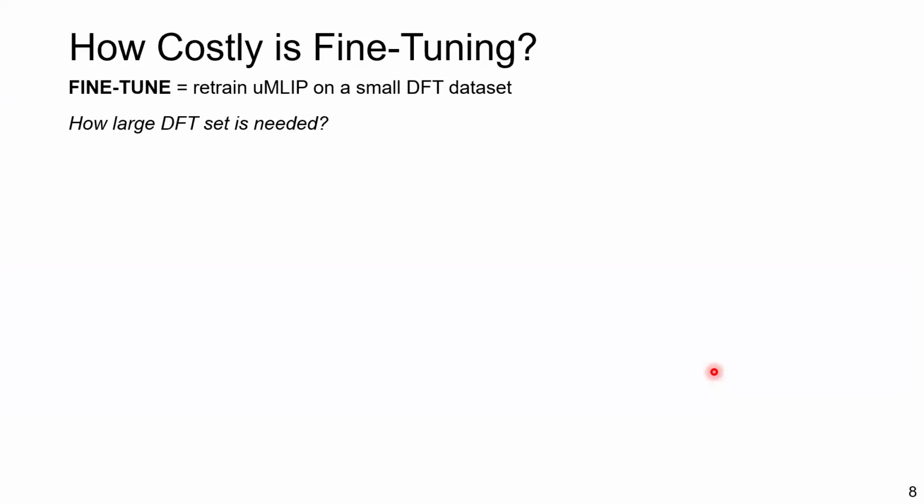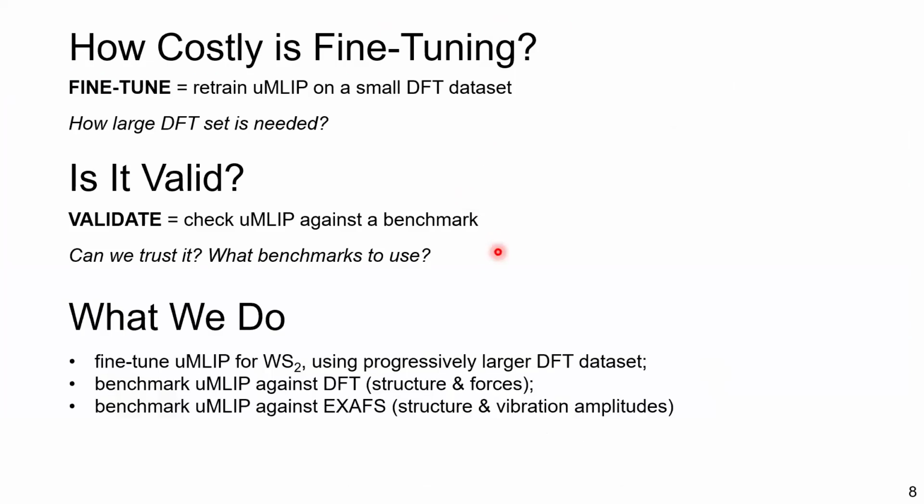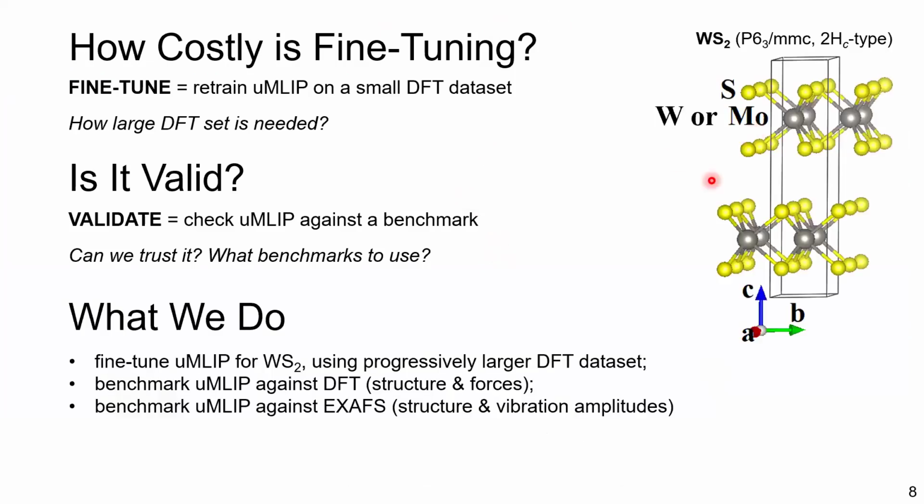So the question we ask here is how costly it is to fine-tune. So in essence, how many DFT snapshots I have to provide to this neural network so it learns and fine-tunes and is working very well. And another question is how valid it is, can I trust the benchmark? So what do we do here? We select a tungsten sulfide material. So we use progressively increasing size of the DFT dataset and see when it's enough to stop.